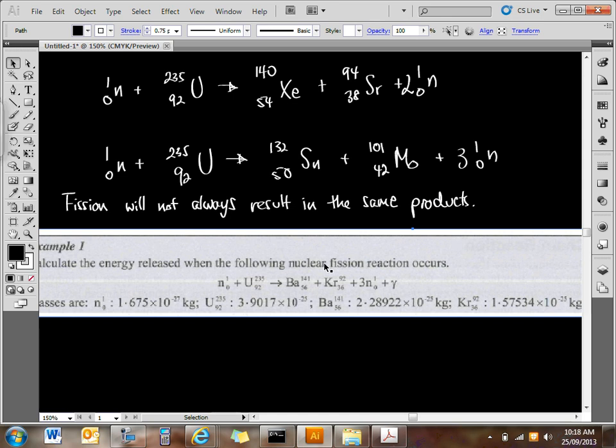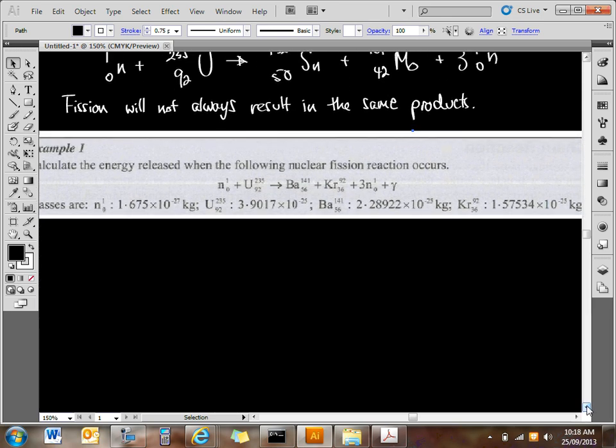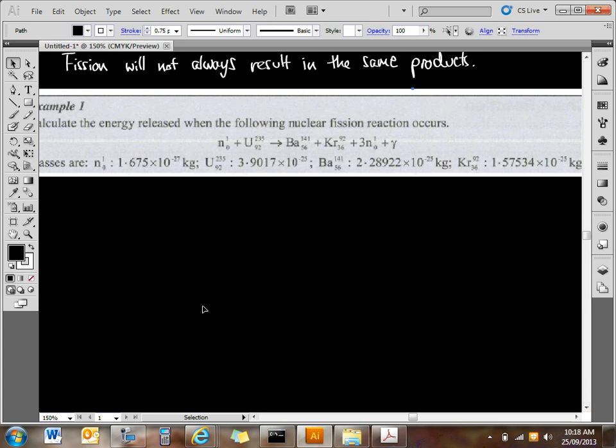Calculate the energy release when the following nuclear fission reaction occurs. Here's a different type of reaction, of course. So a neutron is fired into uranium-235 again. This isotope of uranium, we get barium and krypton and 3 neutrons. Now, I'll just rewrite those mass numbers and atomic numbers. Can somebody tell me what's the process to solving this problem here? Calculate the energy released. Yes, Paul.